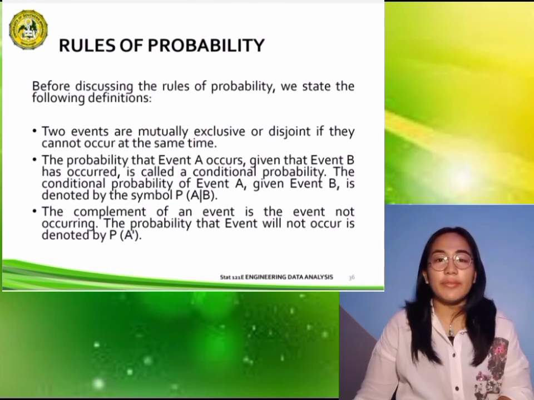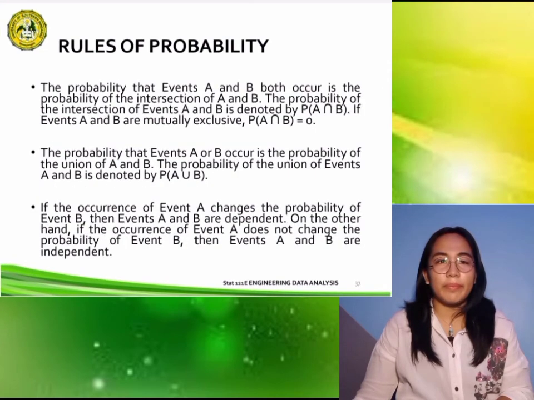The complement of an event is the event not occurring. The probability that the event will not occur is denoted by P of A prime. The probability that events A and B both occur is the probability of the intersection of A and B, denoted by P of A intersection B, where the intersection symbol is the upside down U. If events A and B are mutually exclusive, P of A intersection B is equal to 0.